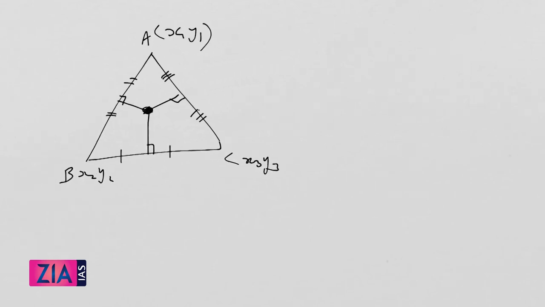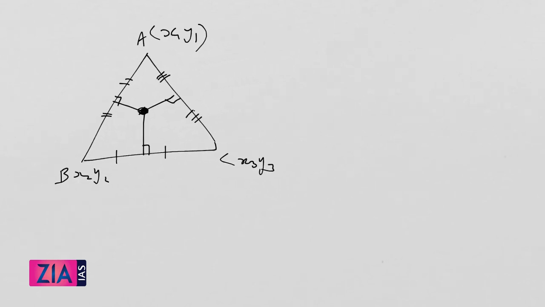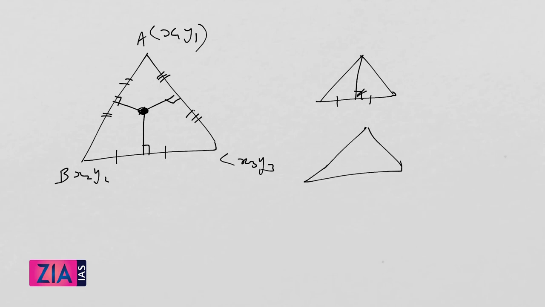Okay, see what was the problem with the median or the centroid? Centroid means intersection of medians. So when you're dropping the median, this is going to divide it equally. This is equal, but this is not perpendicular. Okay, what was the case with altitude? When you are taking the altitude, this is perpendicular, but this is not equal. Okay, so here what is the case? Here this is perpendicular and this is equal, but it will not touch the vertex.